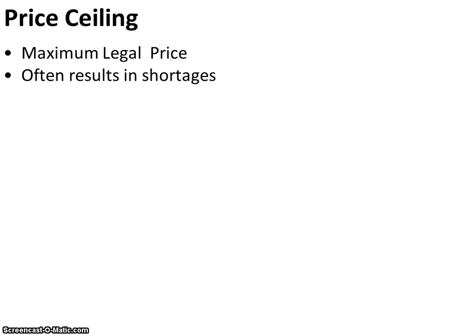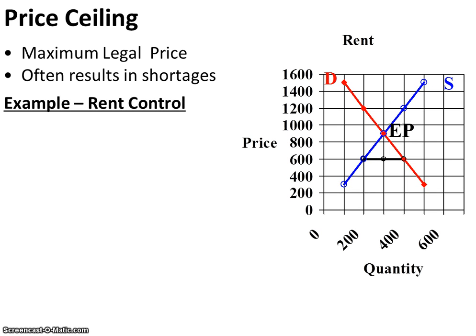Price ceiling. The price ceiling is the maximum legal price producers are able to sell their good or their service for. Lots of times the result of a price ceiling is a shortage. A shortage is created. In our example, we're going to talk about rent control. Rent control often happens in a lot of heavily populated cities like New York, San Francisco, and so on. A lot of these areas have very, very high priced rental properties.